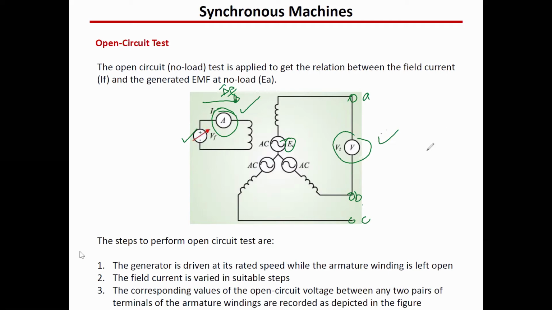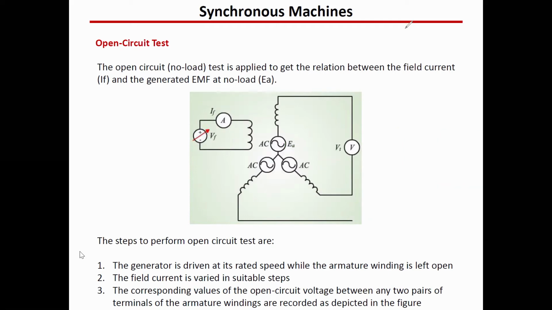So at the end, we are going to have a curve. You remember what was the name of this curve? It is the magnetization curve, or BH curve, right? Similar thing, but it's between voltage and field current. Same behavior. So this is the open circuit test.